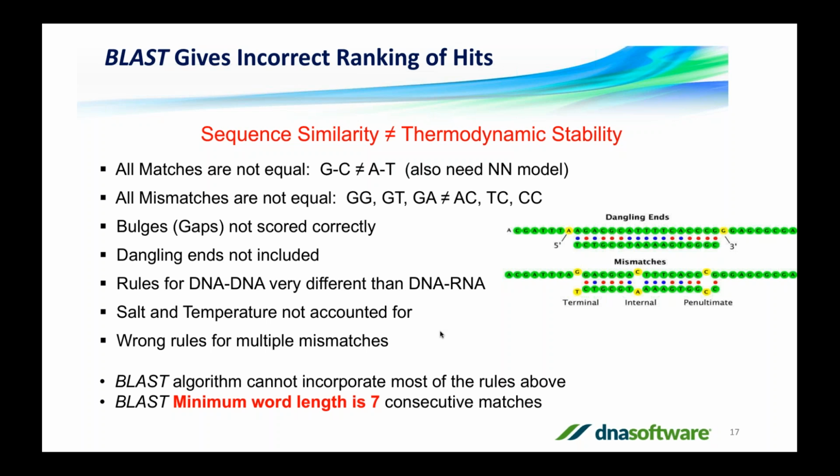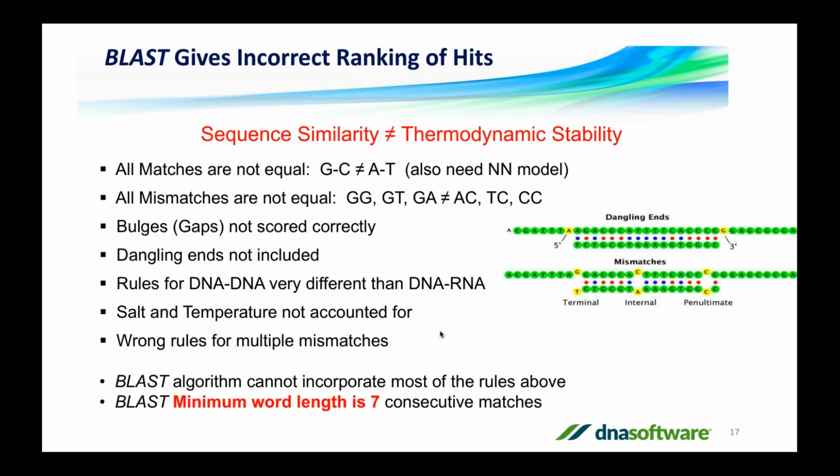In addition, BLAST scores all mismatches the same. It just says, hey, there was a mutation here. It doesn't know that different mismatches are different. So a GT mismatch, which is known to be stabilizing, is scored by BLAST the same as a CC mismatch would be. And of course, that is not true. Those differ in thermodynamic equilibrium constant by more than a factor of 4,000. So that's a huge effect.